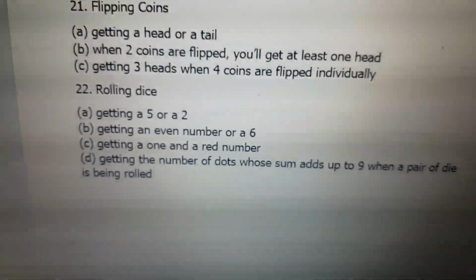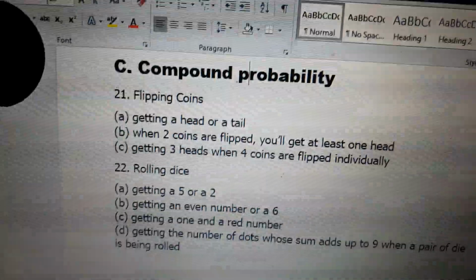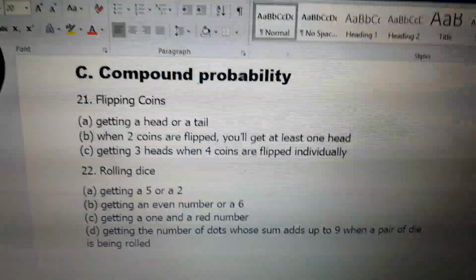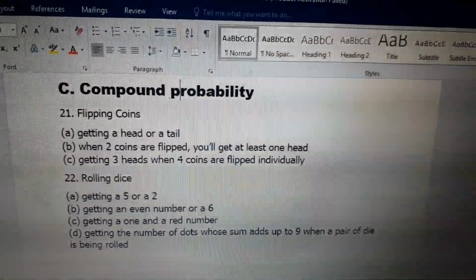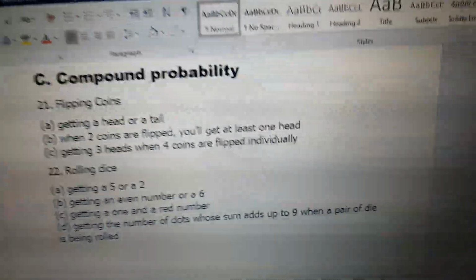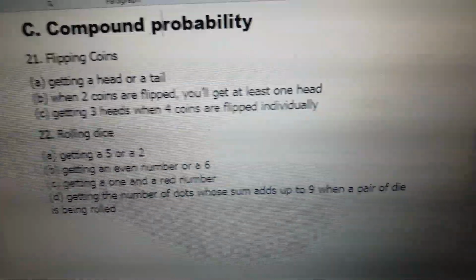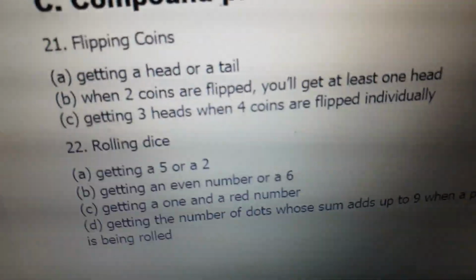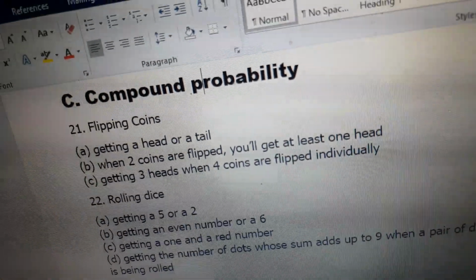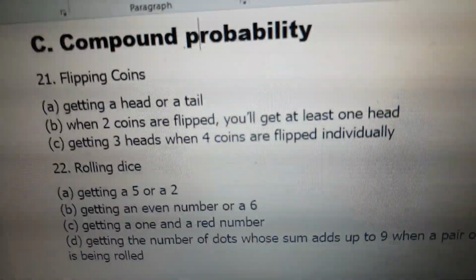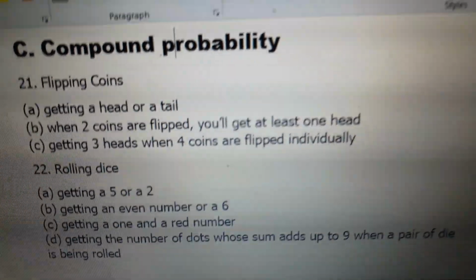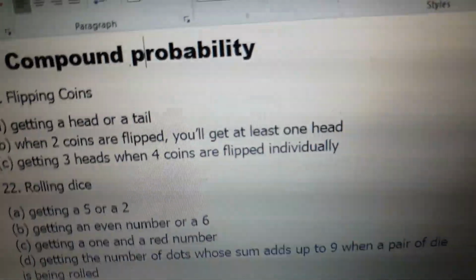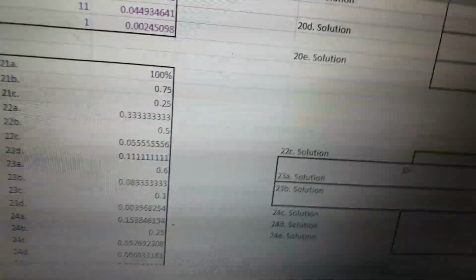Next, number 2. Rolling a die. Remember, this problem can also work when you roll a die. So let's say for example, kapag hinagis mo yung die. So this is where compound probability can also be used. Like letter A says getting a 5 or a 2. So kapag hinagis mo yung die, it's either you want to get the 5 as your number, or you get 2. Pero, it depends. And if you get 5 or 2, okay na yan. And there are 2 out of the 6 possible outcomes, which simplifies to 1/3 or 33.333%.